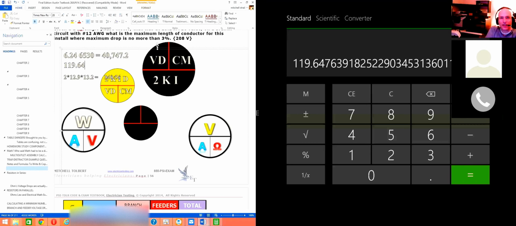Now, since they're asking me for the maximum length of conductor, if I've got a distance of 119 feet, I'm going to have 238 feet worth of wire, running 119 feet to the motor, and 119 feet running on the other wire. And so that's the answer to your question. It would be double that number, 119.64 times 2. Which, again, since we're dealing with a length or a distance in feet, I'm just going to make that 119, because I would round it down, and then I'd have another 119 feet for the other wire, which together would end up being 238 altogether. All right. Does that make sense?